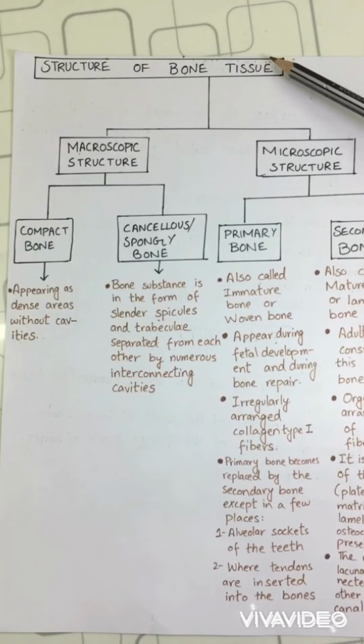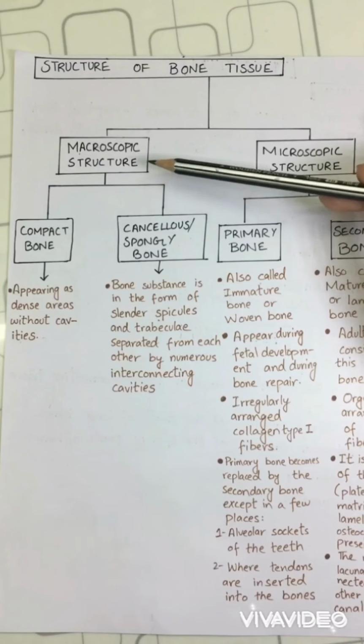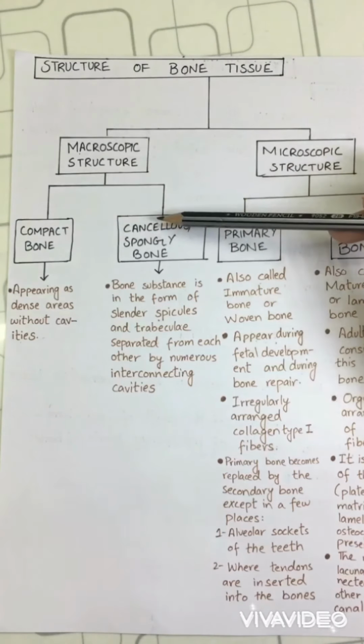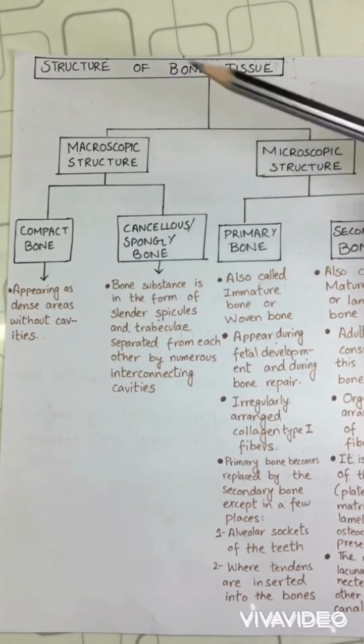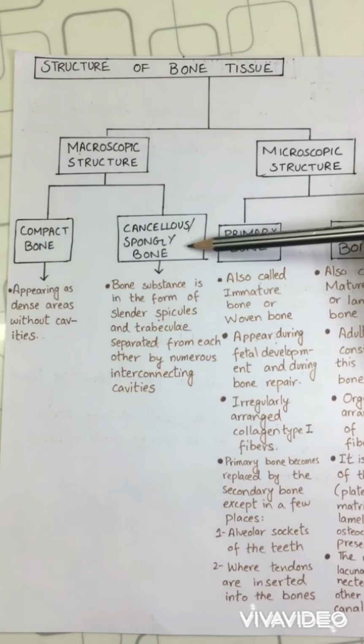Let's take a look at the structure of bone tissue. On naked eye examination, or macroscopically, two types of bone tissue can be seen in the cut section of a bone. First is compact bone, second is cancellous or spongy bone.